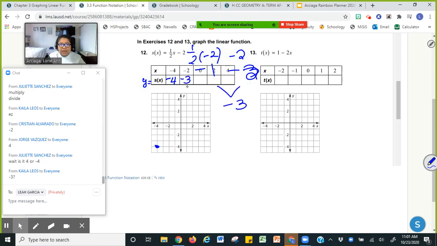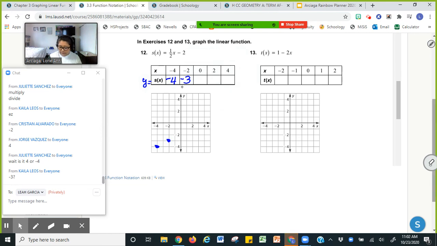So let's graph that again. 2 to the left, 3 down. So from the middle, left 2, down 3. That's your next point. Then erase, erase, erase.